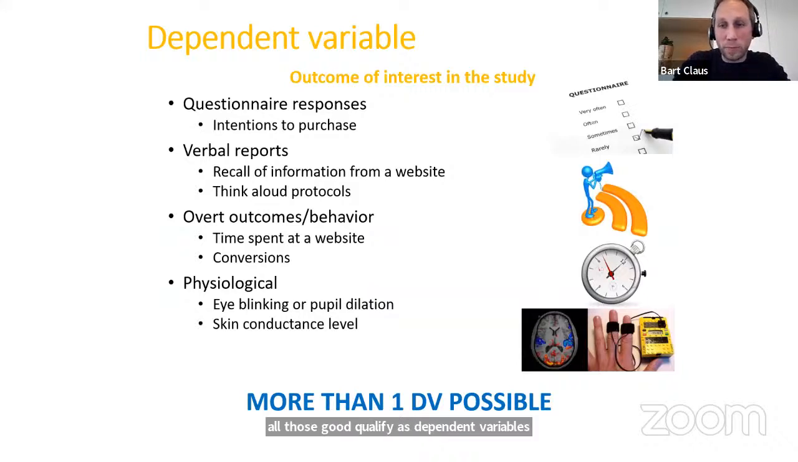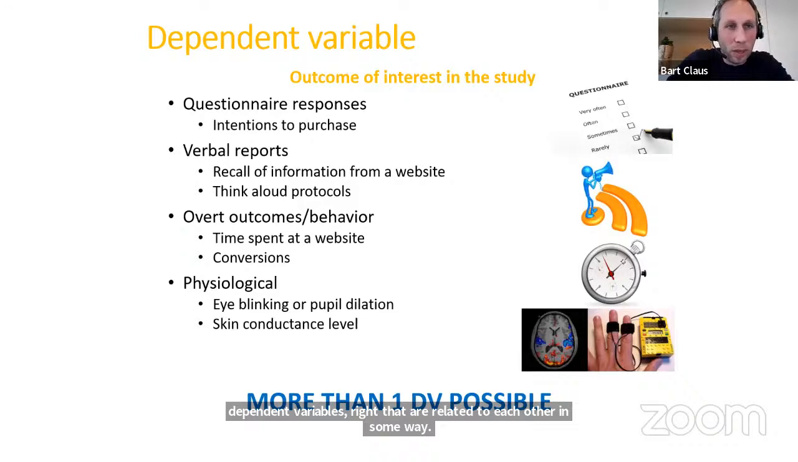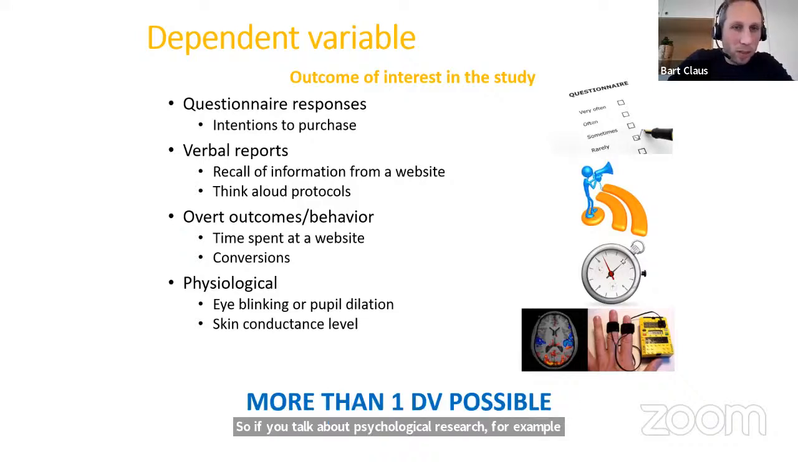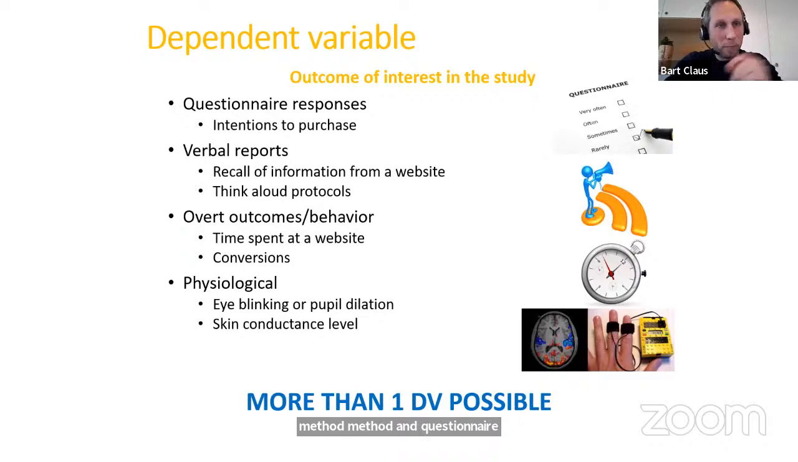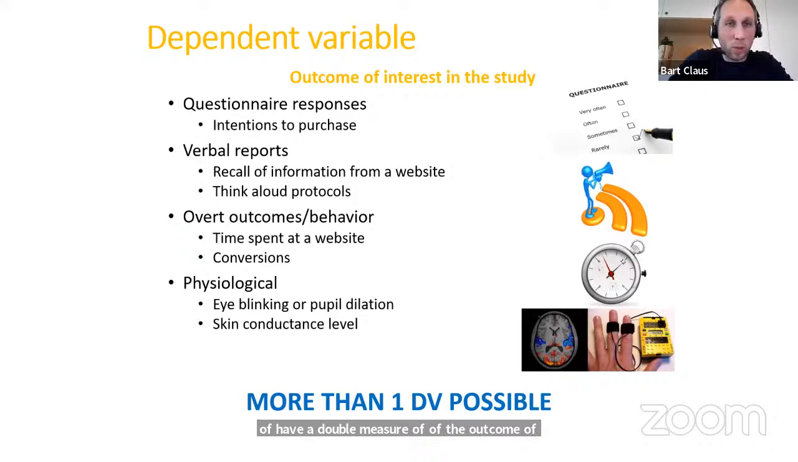And what is good to consider is to include multiple dependent variables that are related to each other in some way. So if we talk about psychological research, for example, and we measure people's excitement, it might be a good idea to use both skin conductance as a physiological method and questionnaire responses, to have a double measure of the outcome of our study. And what we can check is whether those two dependent measures correspond to each other, confirm our findings, and confirm each other.